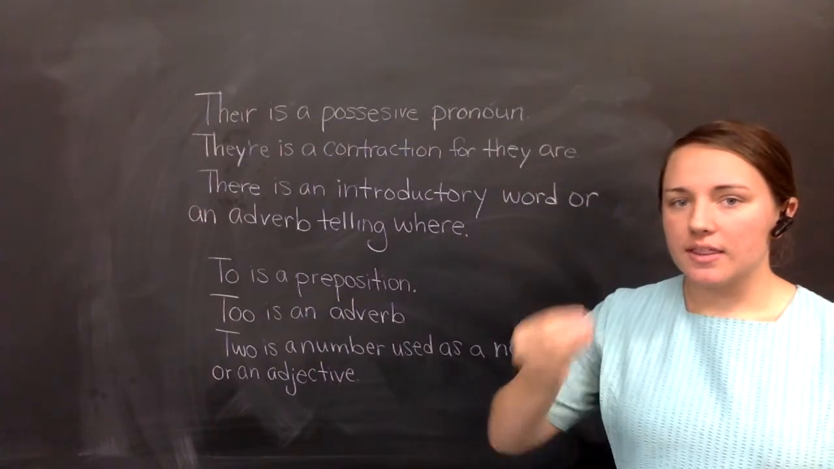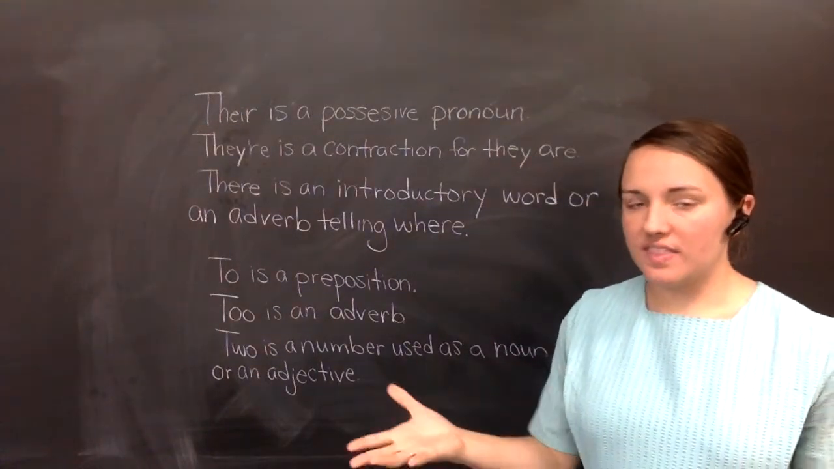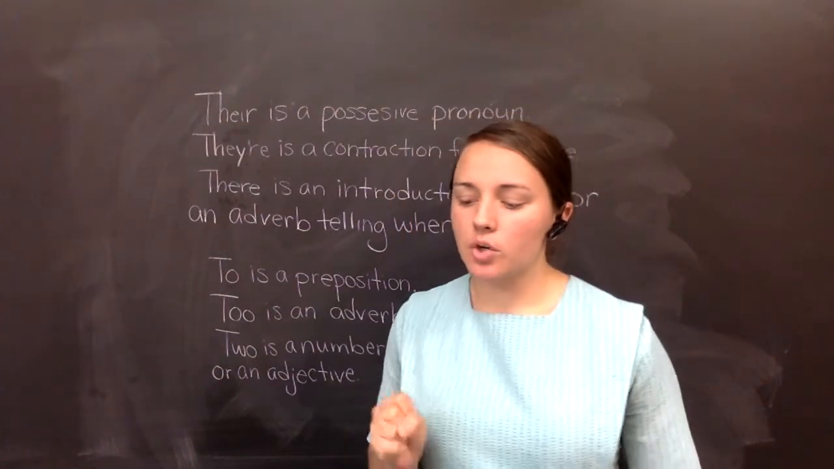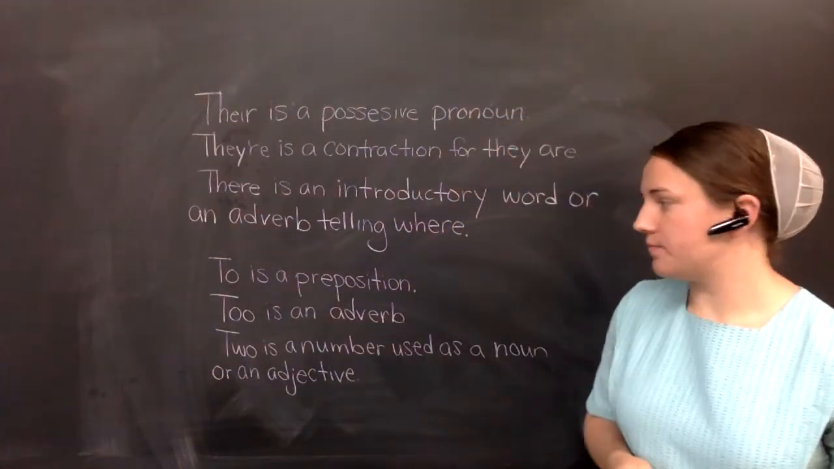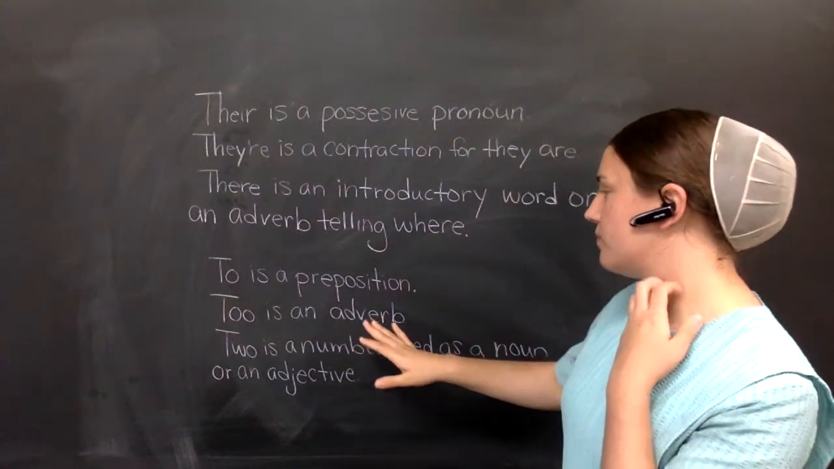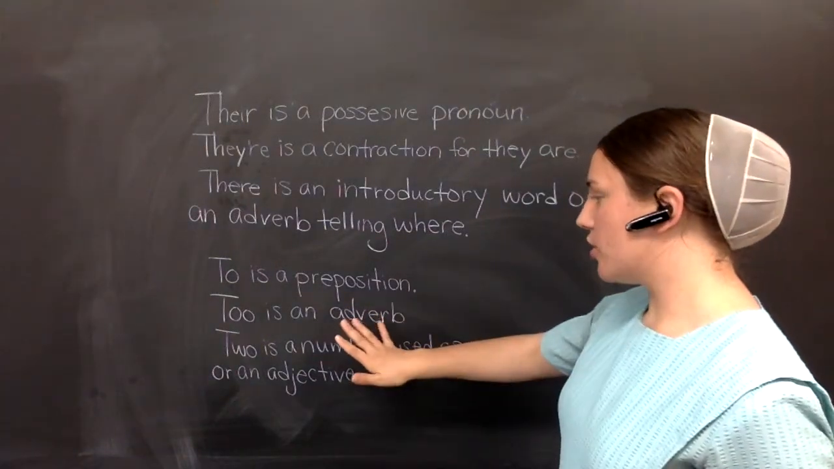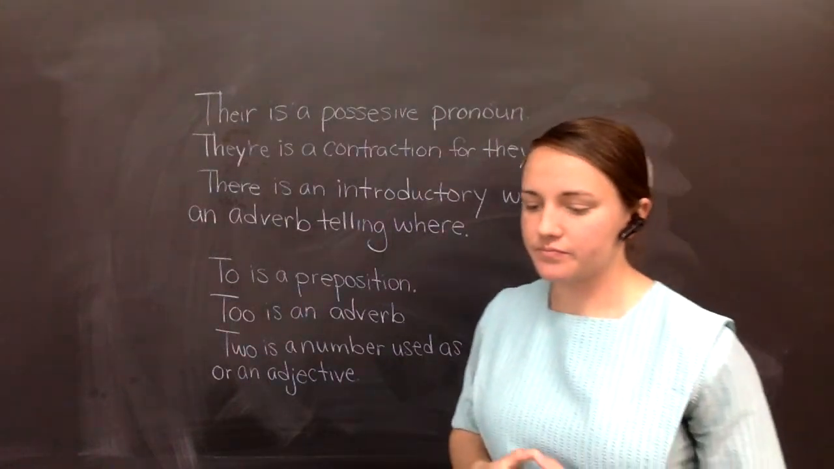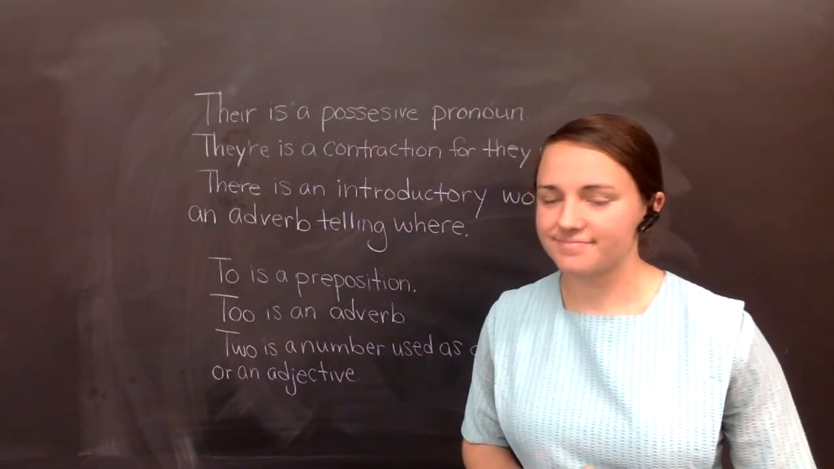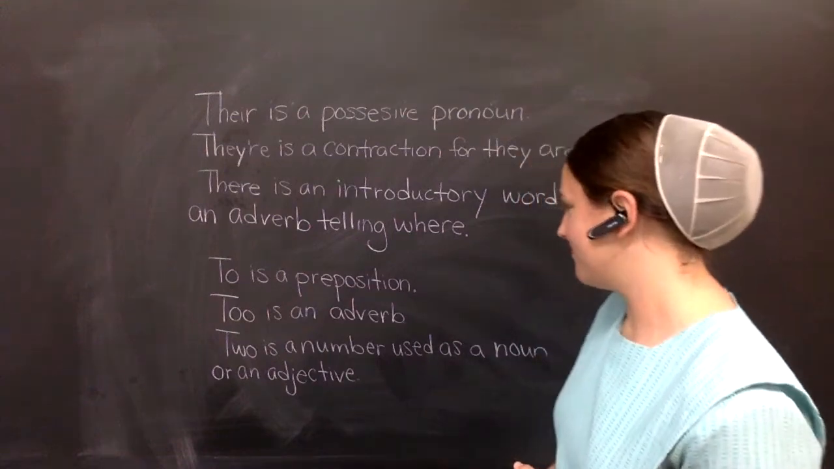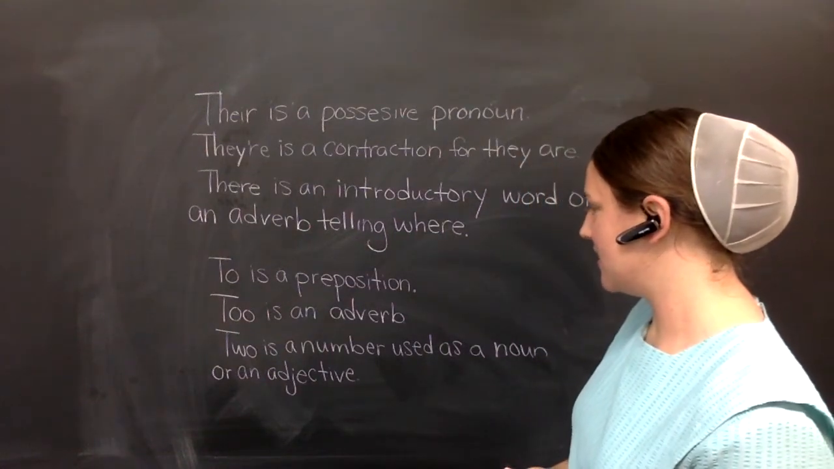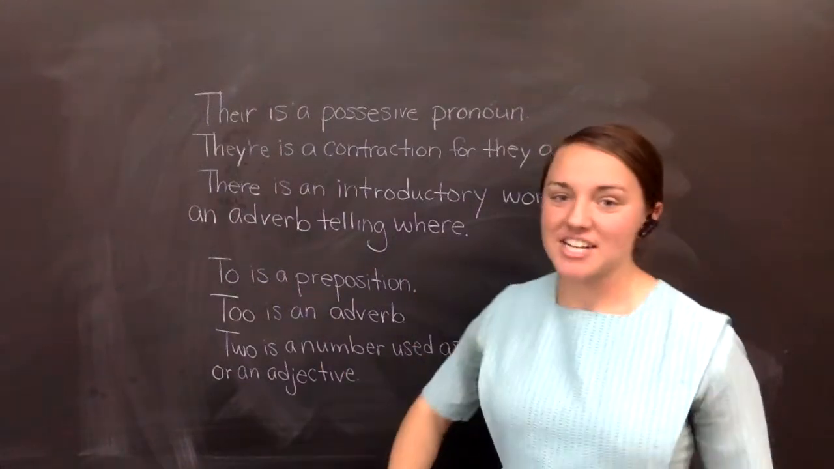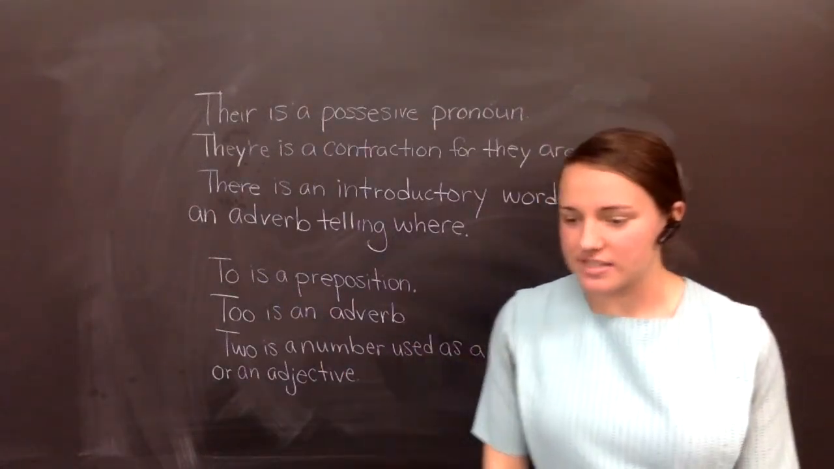Now, I'm going to read 3 sentences again, and you choose a form of to from the board that you think is used in that sentence. So first of all, your ticket will cost $2. Preposition, adverb, or a number used as a noun or an adjective. In this sentence, it is a number used as an adjective. It's saying how many dollars it will cost.